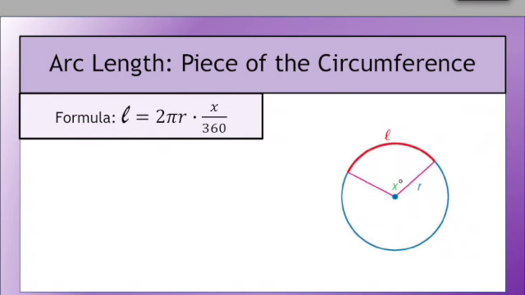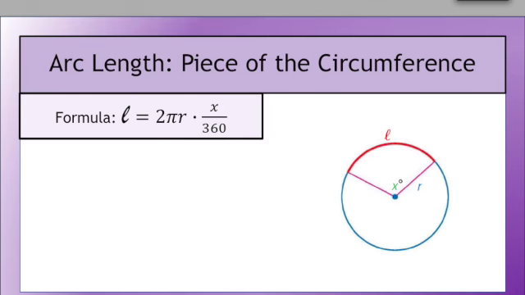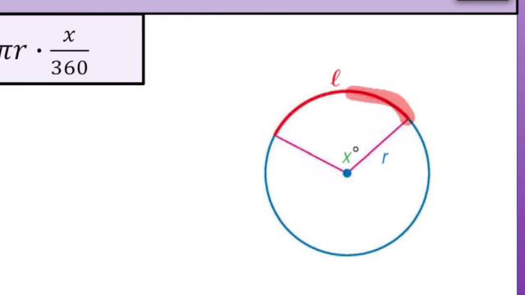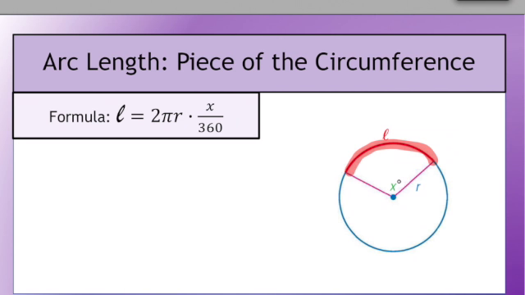Okay, so the first new concept I wanted to go over was something called arc length. Basically, what the arc length is, it's just the measurement of a piece of the circumference. So we kind of talked about earlier what an arc is, right? We said an arc is just a piece of the circle, right here. But in this case, this is asking for the exact measurement of this length right here.